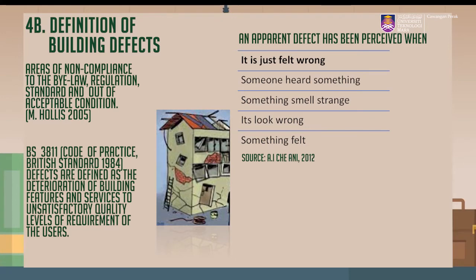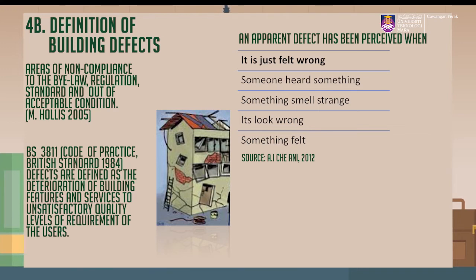4B, definitions of building defects. According to Malcolm Hollis 2005, building defects are areas of non-compliance to bylaws, regulations, standards, and out of acceptable conditions. According to BS 3811 Code of Practice, British Standard 1984, defects are defined as the deteriorations of building features and services to unsatisfactory quality levels of requirements of the users.